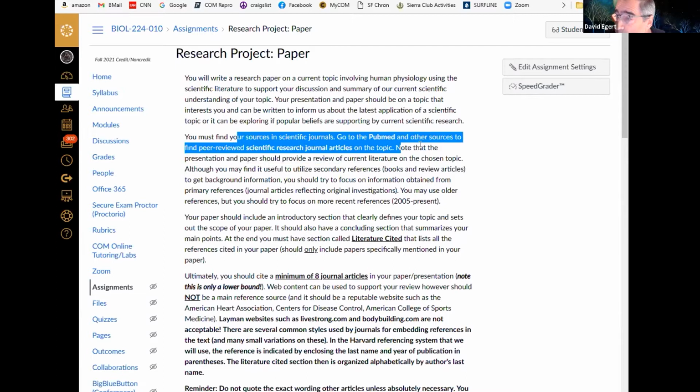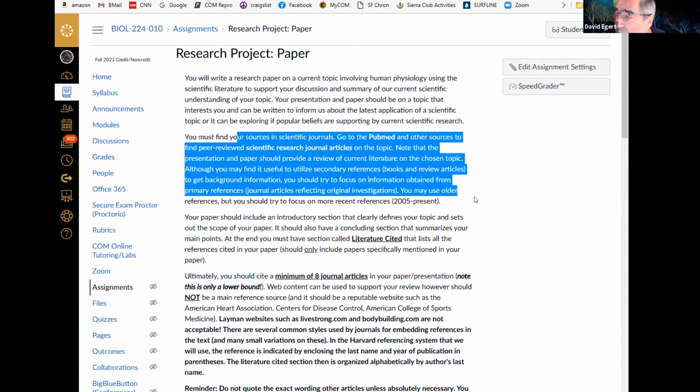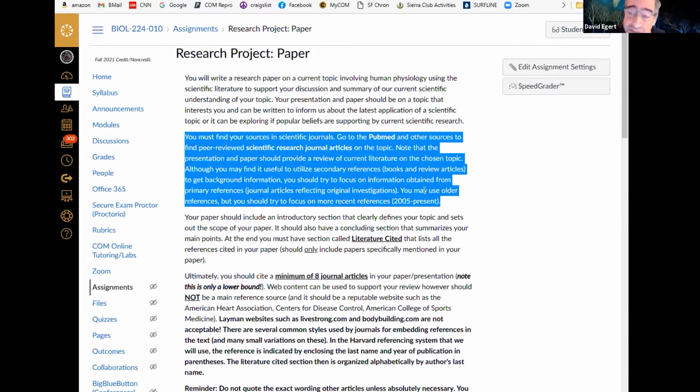You must find your resources in scientific journals. You may use older references. In fact, sometimes older references are classics. There's stuff that was written 50 years ago that's still, again, some of the stuff I've been talking about, people first figured out quite a while ago. But you also want to make sure you have current references as well, because things do change, particularly in physiology.